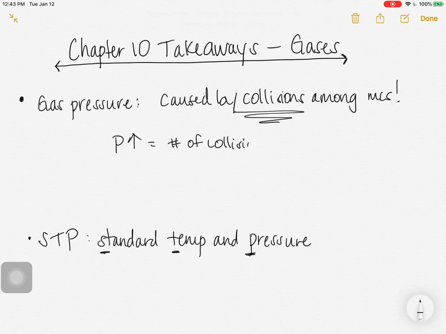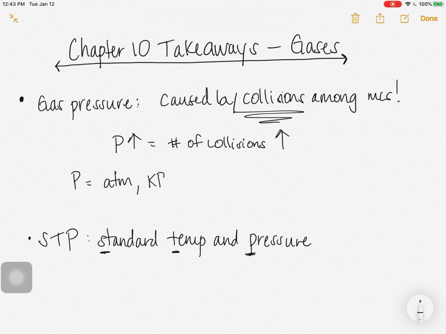We know that pressure has many different units. Most common are atm and kPa. It can also be in torr, millimeters of mercury, or PSI if we're talking about tire pressure, and we know we have conversions to convert between those units.